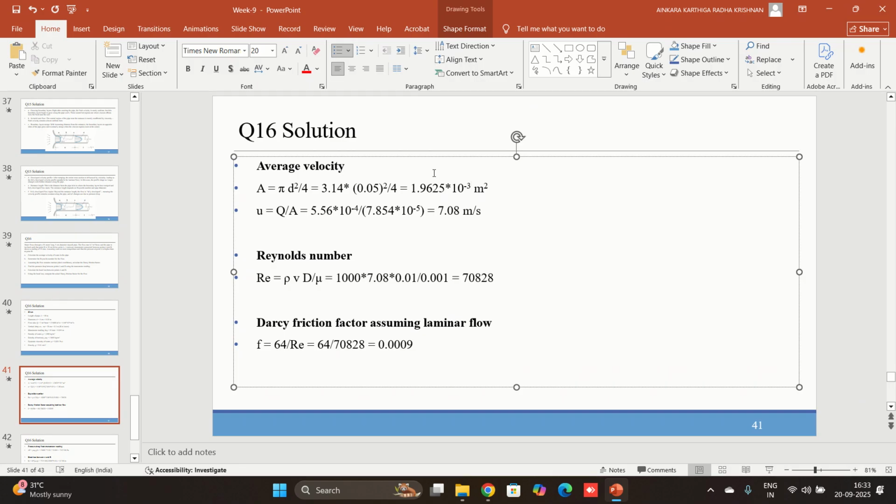Okay. Now with this new area, we need to calculate the velocity. So it is 5.56 into 10 power minus 4 divided by 1.9625 into 10 power minus 3. It is 0.2833.